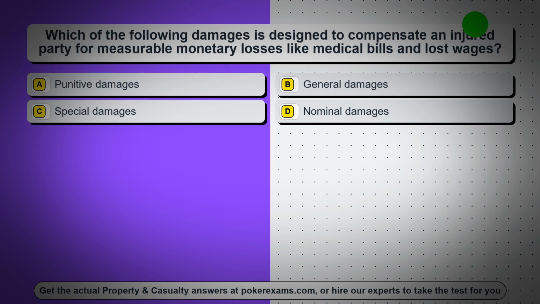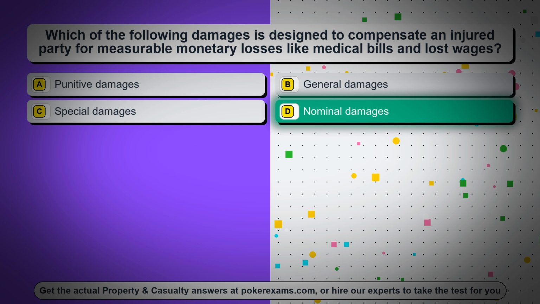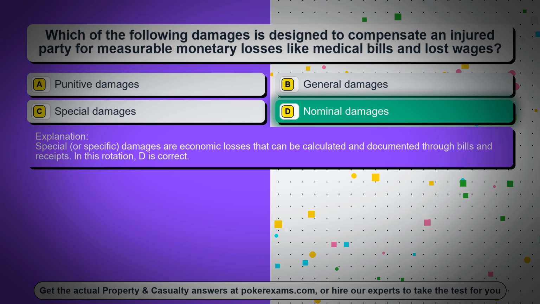Question 75. Which of the following damages is designed to compensate an injured party for measurable monetary losses like medical bills and lost wages? Option A, punitive damages. Option B, general damages. Option C, special damages. Option D, nominal damages. The correct answer is option D, nominal damages. Special, or specific, damages are economic losses that can be calculated and documented through bills and receipts. In this rotation, D is correct.